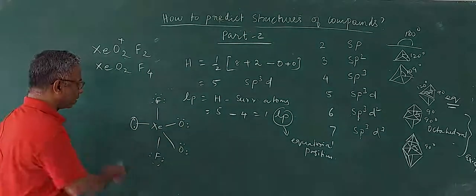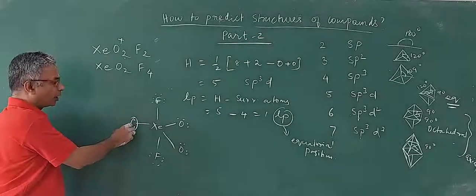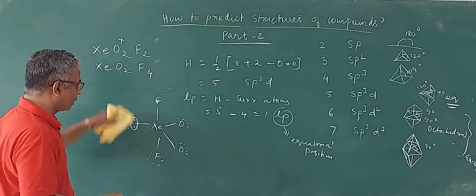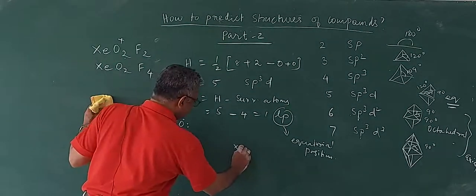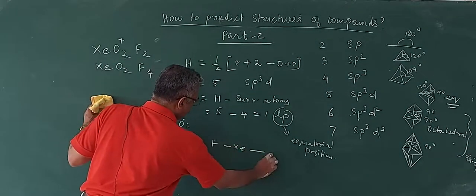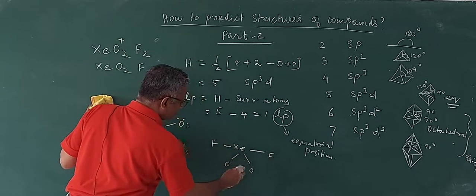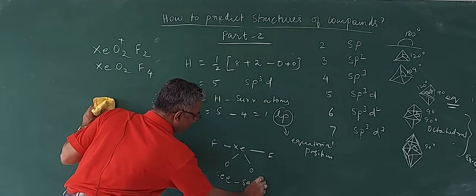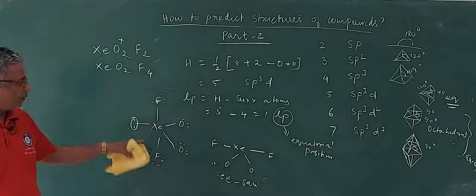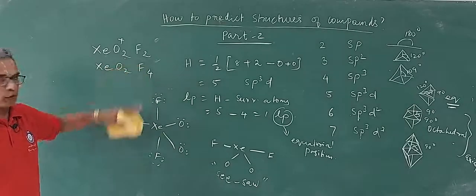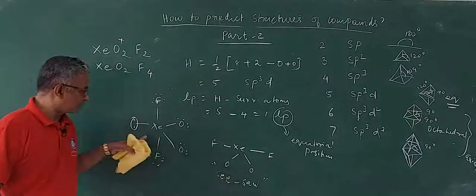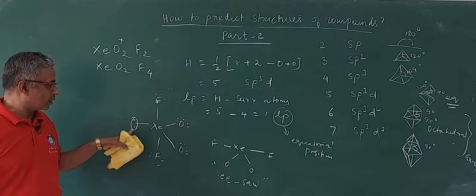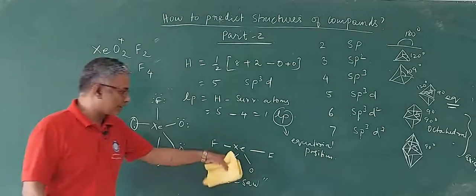So this will be the structure, and remember, the lone pair will not contribute to the shape of the molecule. Therefore, the shape of this molecule is not trigonal bipyramidal. If you write it in a different way, like this, fluorine, fluorine, oxygen, oxygen, it looks like a seesaw shape. So the shape of xenon dioxygen difluoride will be seesaw shape, but it is not trigonal bipyramidal. You have to remember that the lone pair does not contribute to the shape of the molecule, therefore it will change like this.